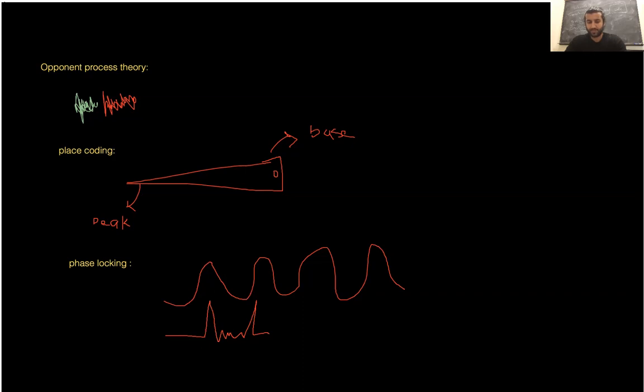So this is really simple. As the basilar membrane moves upward, which is excitation, and downward, the neuron codes basically the same way. When it's excited, the neurons start firing, and when the basilar membrane is in inhibition, the neural firing becomes less.